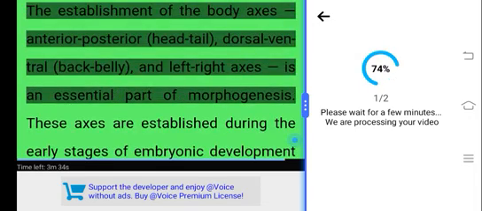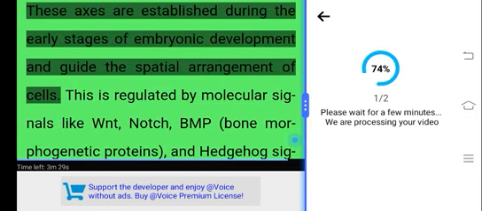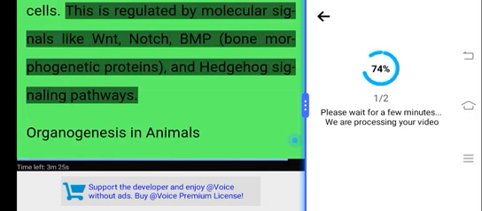Formation of body axes. The establishment of the body axes, anterior-posterior (head, tail), dorsal-ventral (back, belly), and left-right axes, is an essential part of morphogenesis. These axes are established during the early stages of embryonic development and guide the spatial arrangement of cells. This is regulated by molecular signals like WNT, Notch, BMP (bone morphogenetic proteins), and hedgehog signaling pathways.